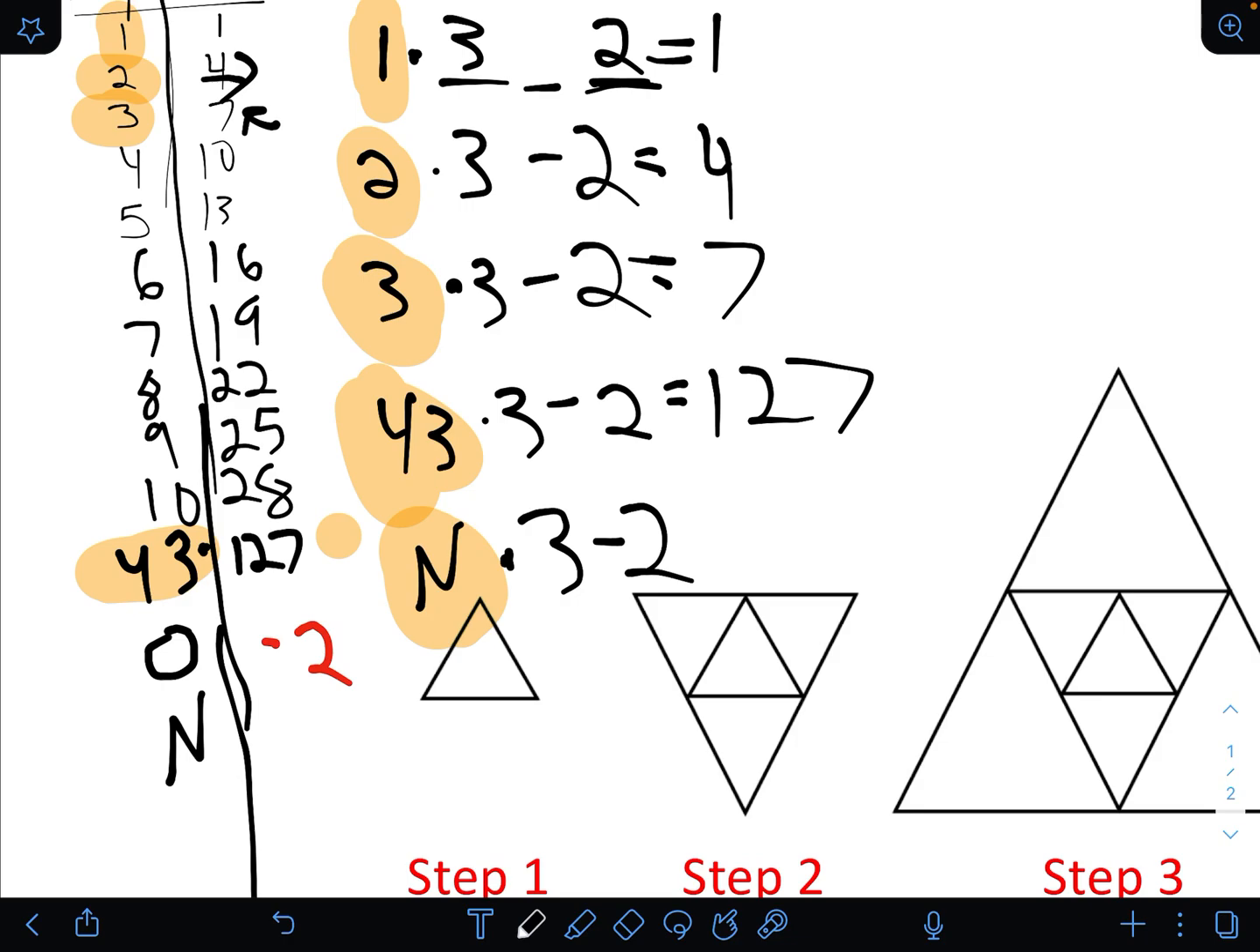Mr. Schneider, the world is ending. Don't worry. We got this. If you don't know what n is, just leave it there. The answer is just n times 3 minus 2. That's it.